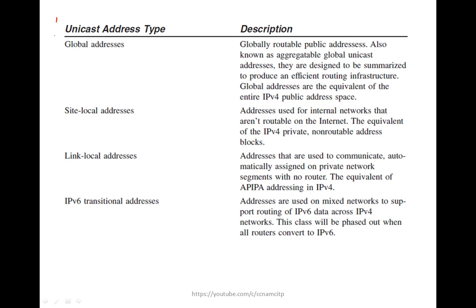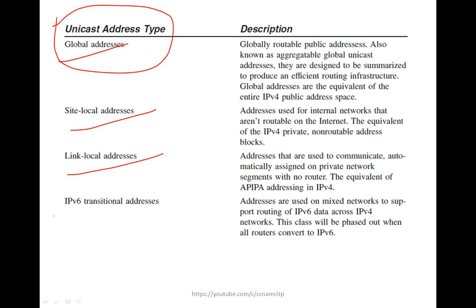And guys, there are certain unicast addresses which are generated or supported by IP version 6. First one is global, then site local address, link local address, and IP version 6 transitional addresses. So you can go through the details from here.